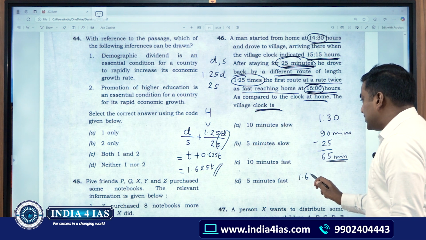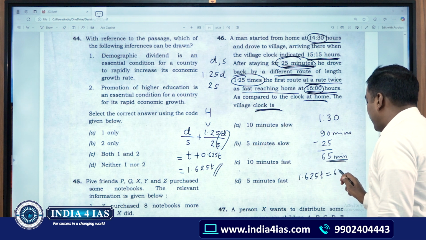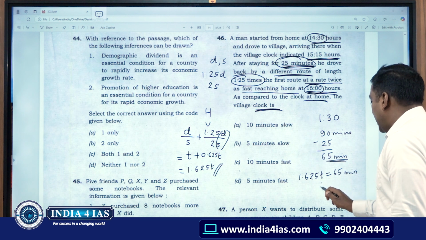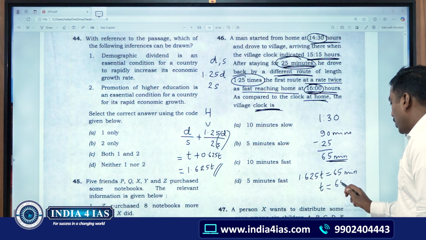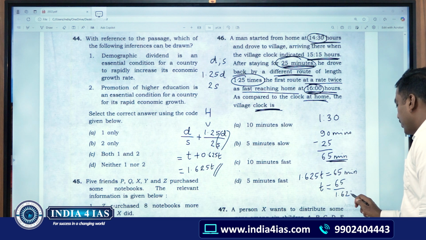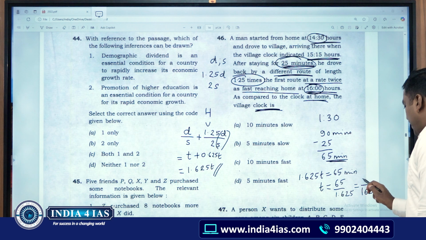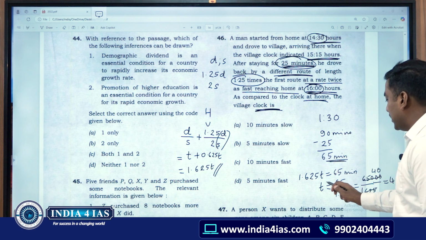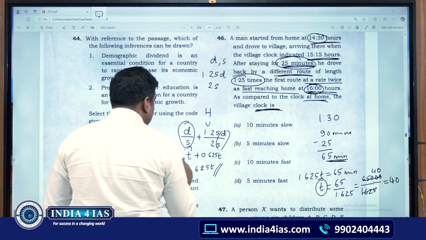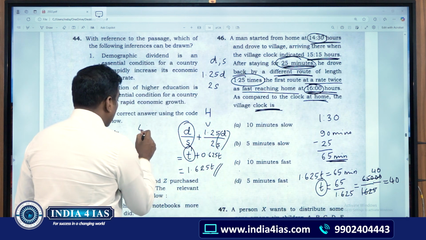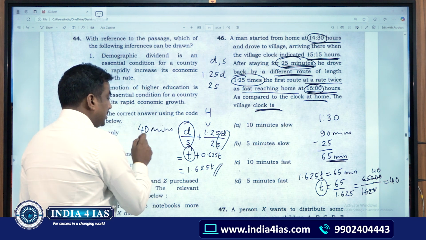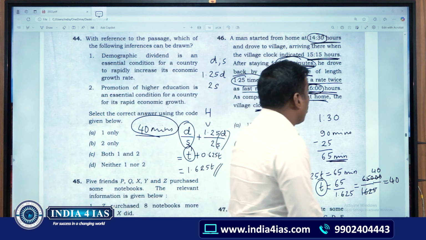So 1.625 T is equal to 65 minutes. So T is equal to 65 divided by 1.625. So if you get rid of the decimal point, it should be 3 zeros here. So 65,000 divided by 1625. When you cancel this, this will be 40. So real time that he has taken to go to the village, that is T, is equal to 40 minutes. This is what we want. While going, he took 40 minutes.